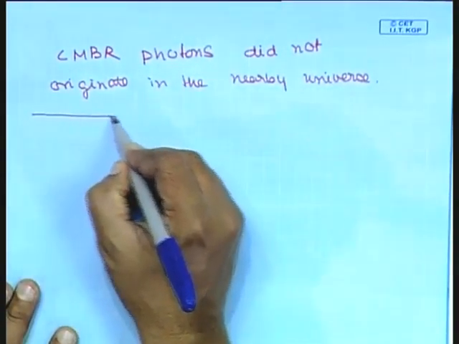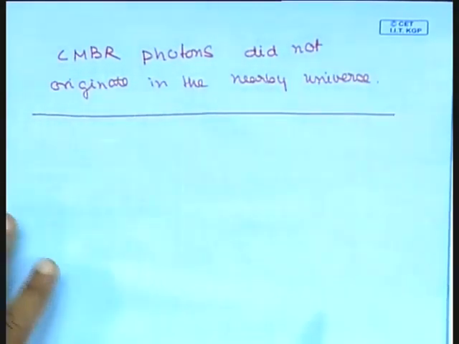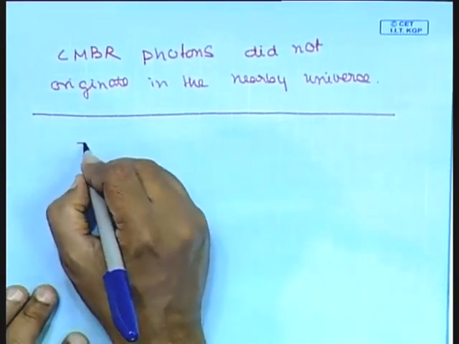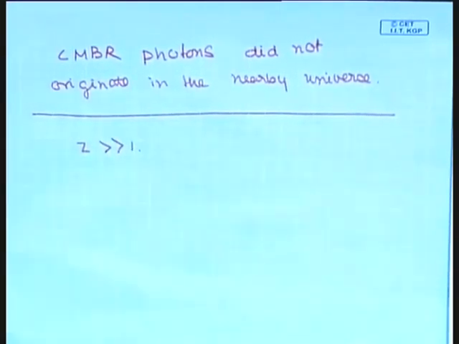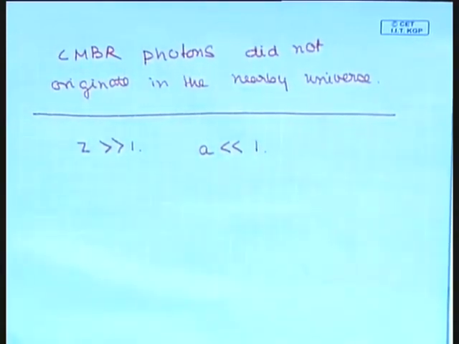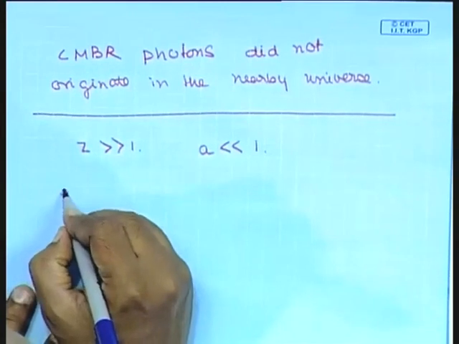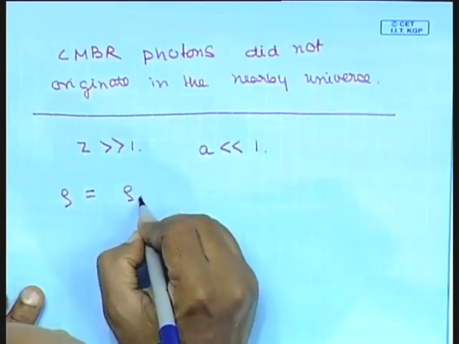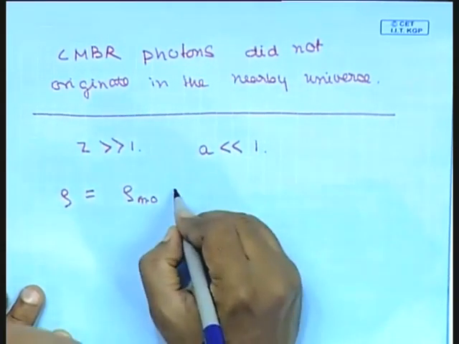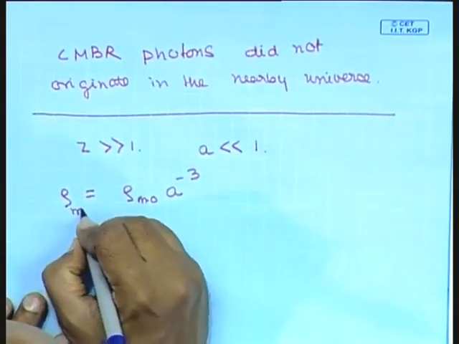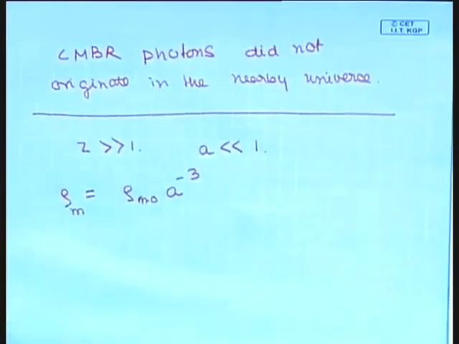So, where did the CMBR photons originate? Where were these photons in thermal equilibrium with matter? The picture is that if you go back to high redshifts, z much greater than 1, or a scale factor much less than 1, the density of matter at those redshifts will be rho matter naught into a to the power minus 3, because rho into a cube is a constant for matter. So the matter density in the high redshift universe was much larger.